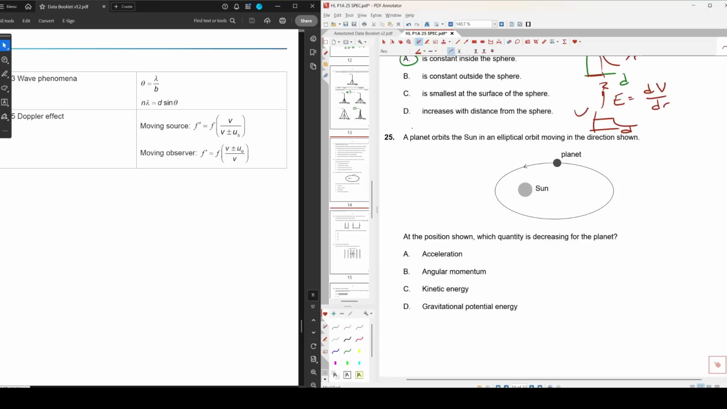Okay, this is a little Kepler's law kind of thing. It looks like a planet in an ellipse. What quantity is decreasing for the planet? Okay, it's going this way. What quantity is decreasing? It's speeding up, right? As it gets closer, it's faster. So it's not this.